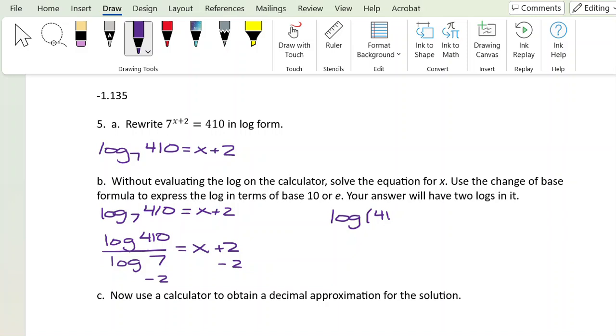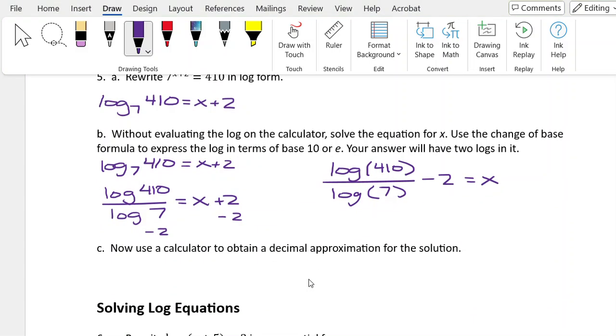So I'm going to add parentheses here because when I use my calculator, those parentheses are going to come up automatically. So log 410 divided by log 7 minus 2 equals x. And finally, I'm going to use my calculator to get a decimal approximation. So this is what I'm going to type in: log 410 divided by log 7 minus 2.